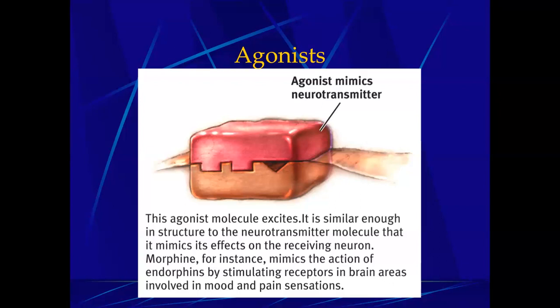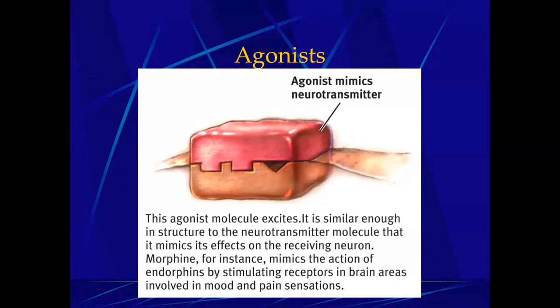Morphine mimics the process of endorphins. In fact, if you look at the word and break it into two, it's endorphin, endogenous morphine. Our body naturally produces painkillers. But how does morphine work?